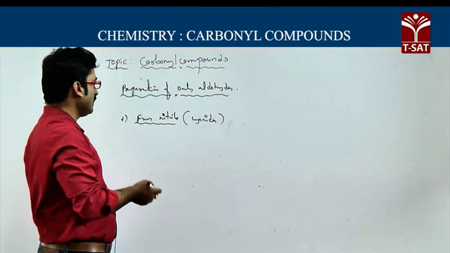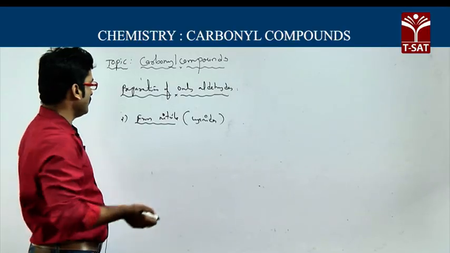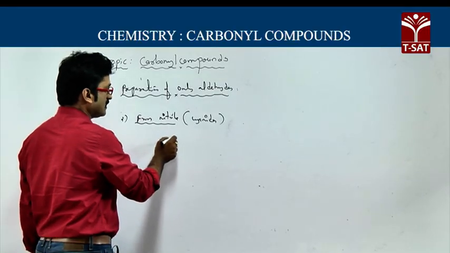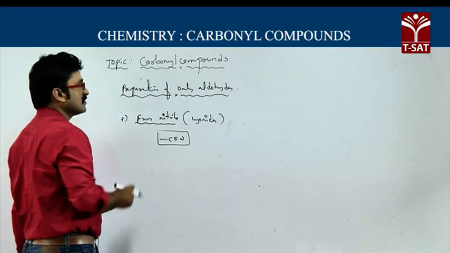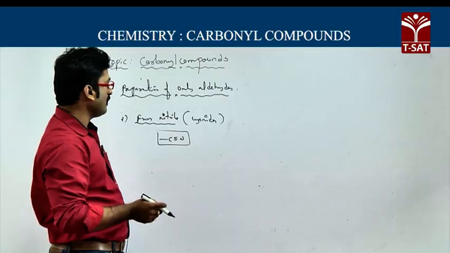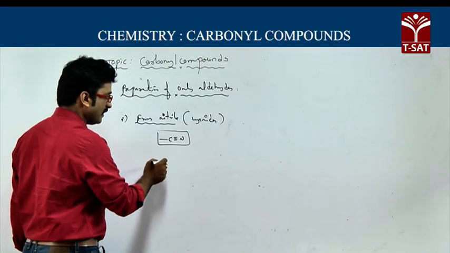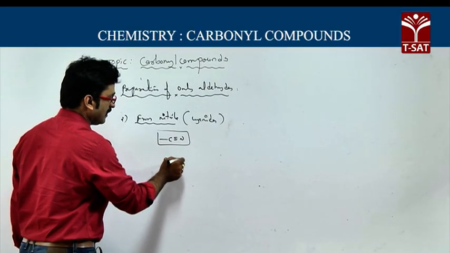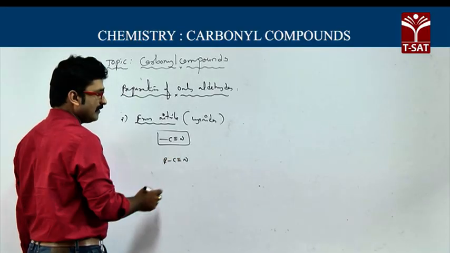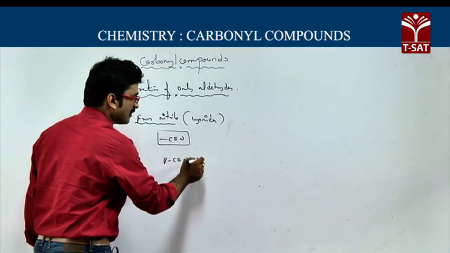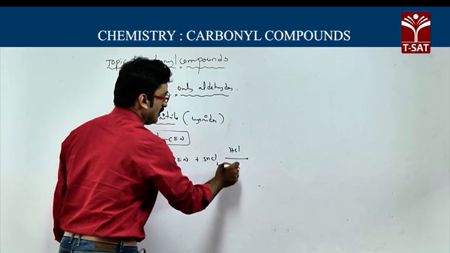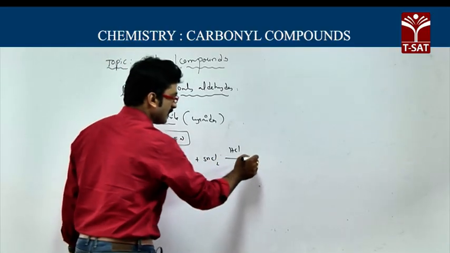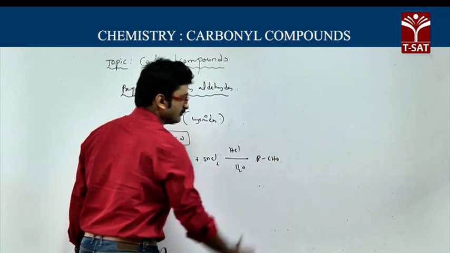Cyanides are nothing but nitriles, and nitriles are nothing but cyanides. The functional group of cyanides is C triple bond N. From nitriles, from cyanides also, we can prepare aldehydes. Here it is R C triple bond N. This on reduction in the presence of SnCl2, HCl and water gives RCHO.